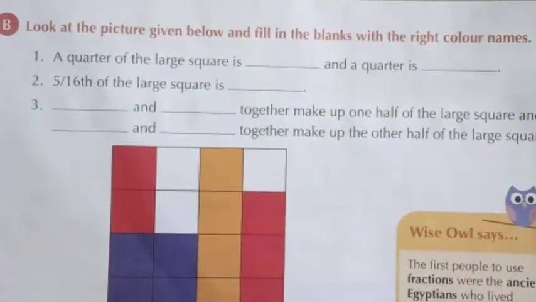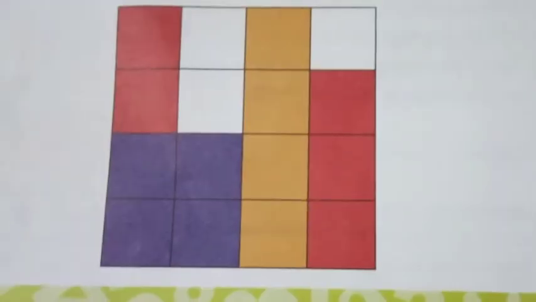Number 2. 5/16th of the large square is dash. Here, red color shows 5/16th of the large square. The answer is 5/16th of the large square is red.